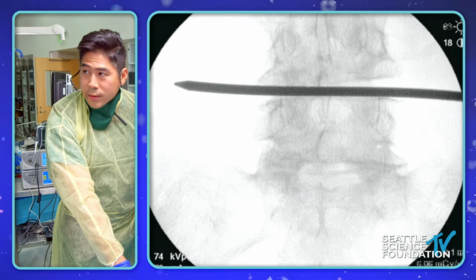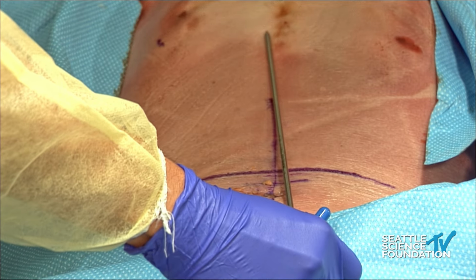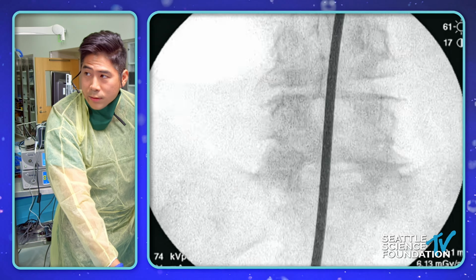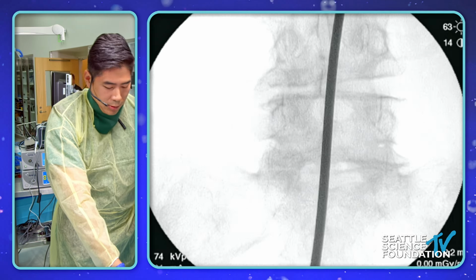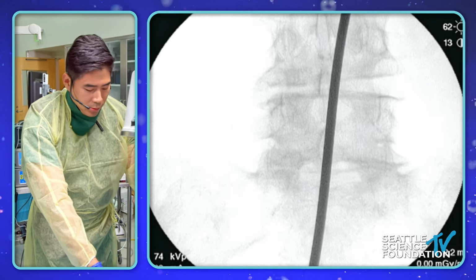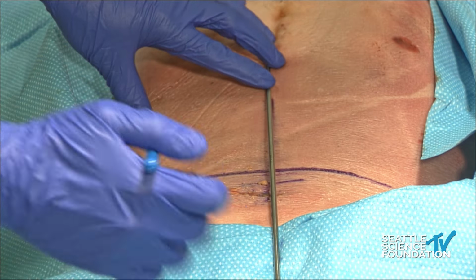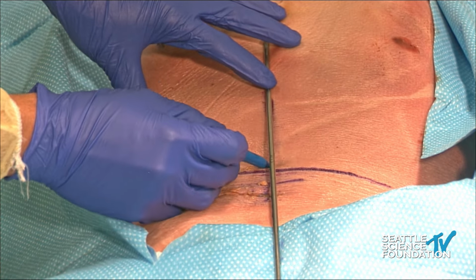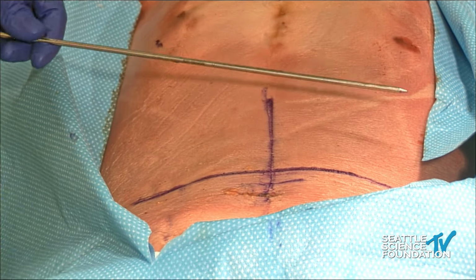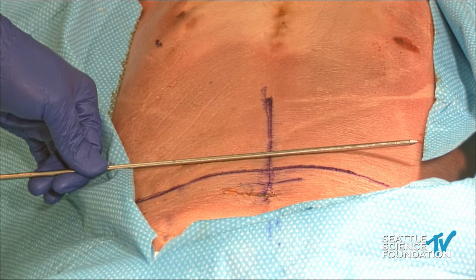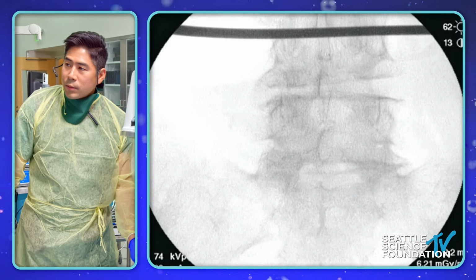Take a shot here. Take a shot. Oh, the other way, huh? Take a shot there. Okay, so this is the spinous process. And that's the midline. The next thing I want to do is define the level of the pedicle above and below. So take a shot here.